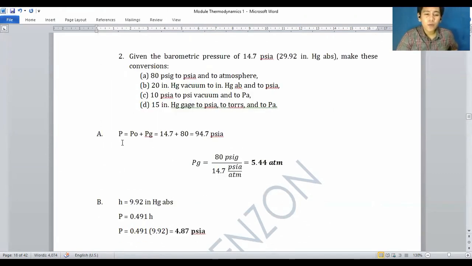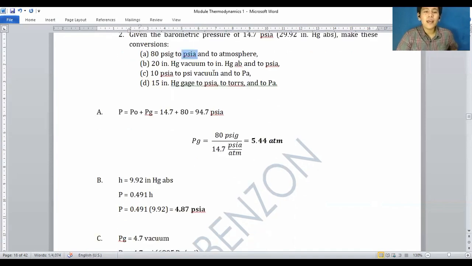Now, we have the general equation. Absolute equals atmospheric plus gauge, which is 14.7, the atmospheric pressure, plus 80 psig, that yields 94.7 PSIA. So therefore, we got the answer in PSIA, which is 94.7 PSIA.